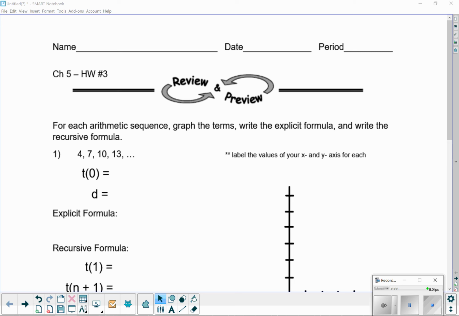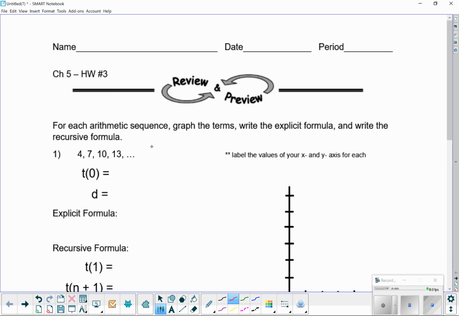For each of these, you need to graph the terms, write the explicit formula, and then write the recursive formula. The basic idea behind each of these practice problems is that you need to be able to write an explicit formula, which is going to require you to have the zeroth term and the common difference. And then from there, you can write the explicit formula. After which, you can also use what we learned in class to write your recursive formula, which fortunately for you has a start right there where it says recursive formula. So let's go ahead and get started with the explicit formula.